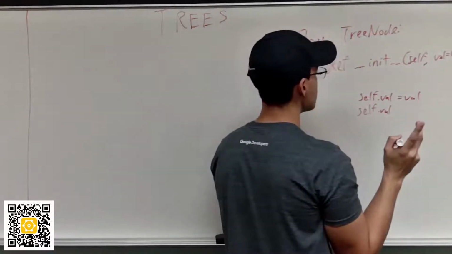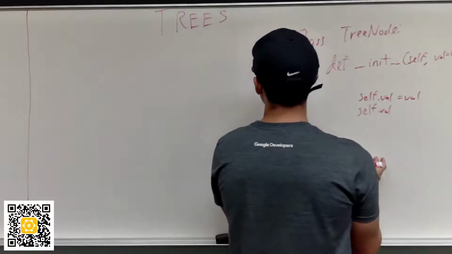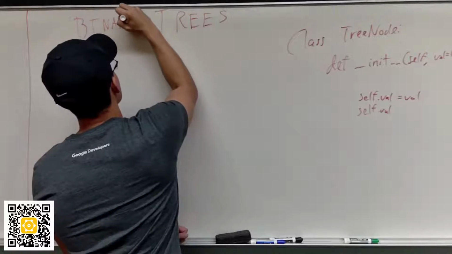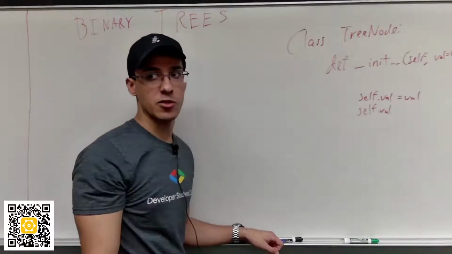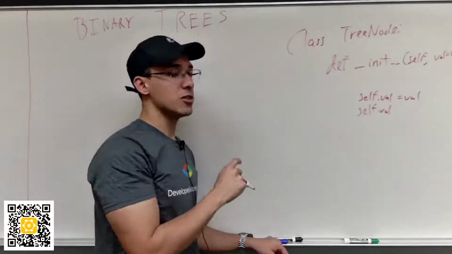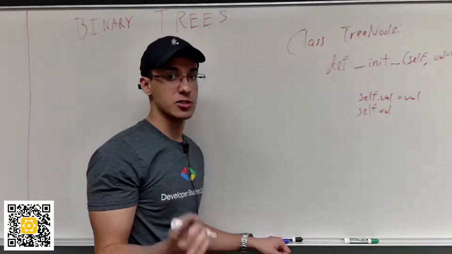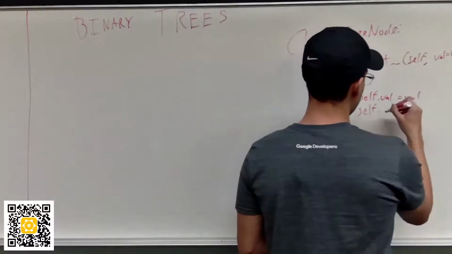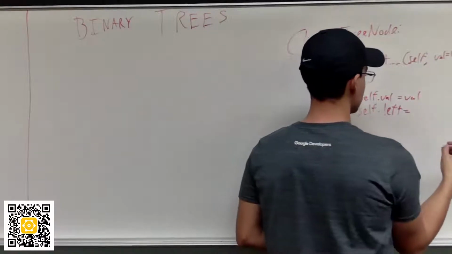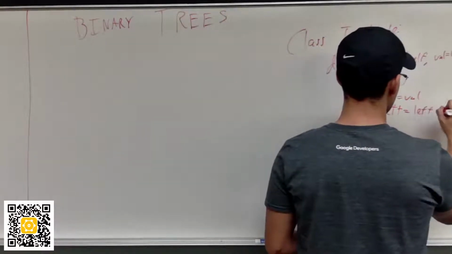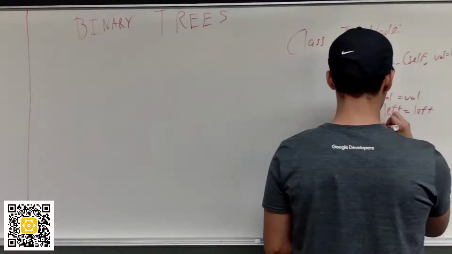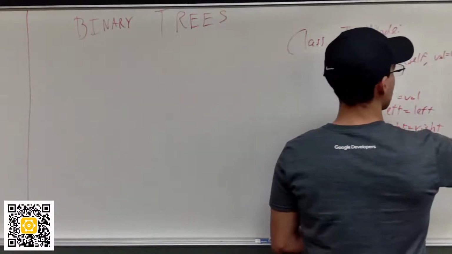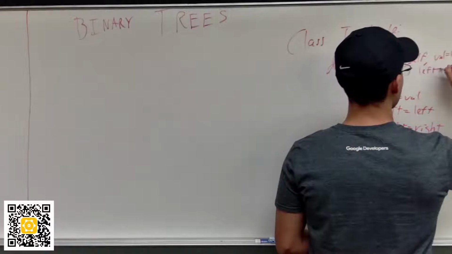My mistake. We are talking about binary trees, because a tree can have more than two children. But in binary trees, binary is the key word. It's two children. So, self.val, self has a left child, and it has a right child, and by default each is None.